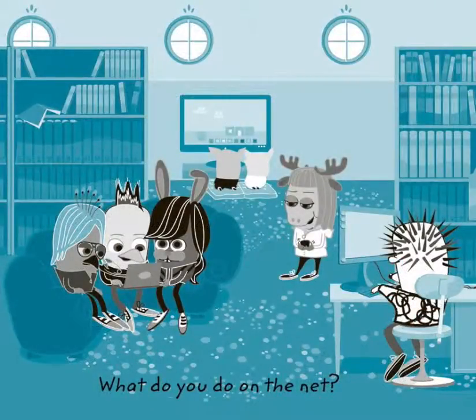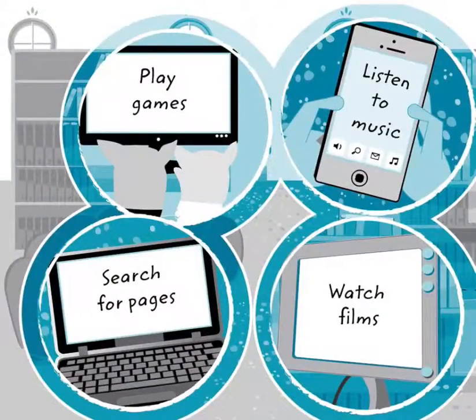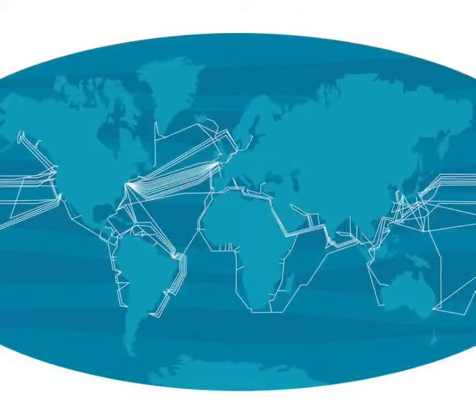How do you use the internet? What do you do on the net? Where is the internet? You have the internet, for example, in your computer, mobile, and your tablet, of course. You can play games, listen to music, search for pages, and watch films. But really, the internet is the world's largest network of computers and exists all over the planet.